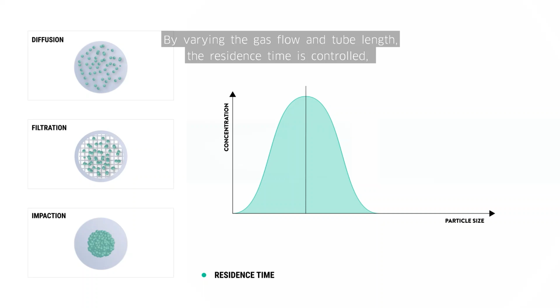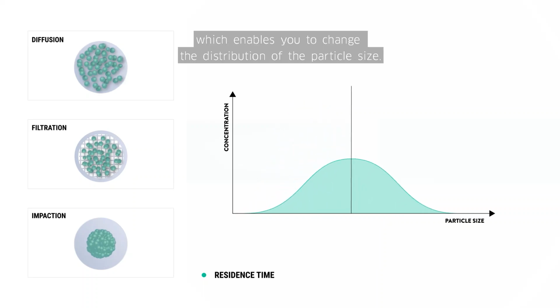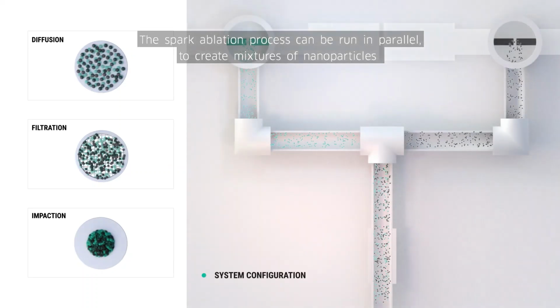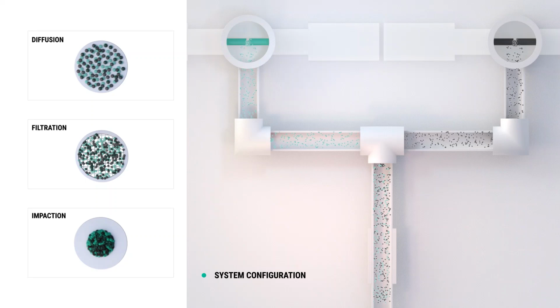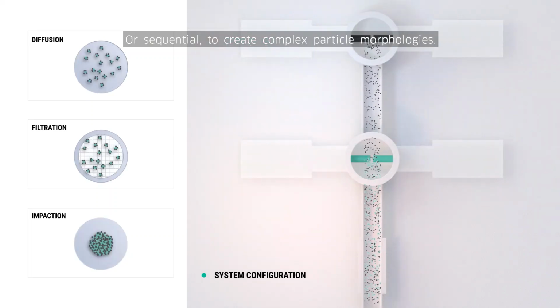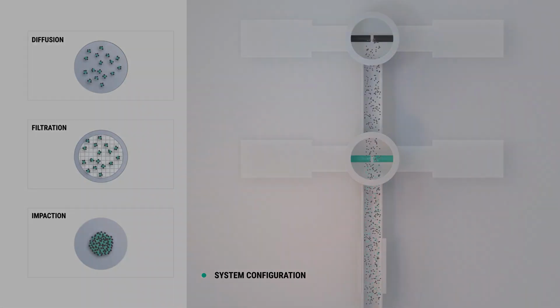By varying the gas flow and tube length, the residence time is controlled, which enables you to change the distribution of the particle size. The spark ablation process can be run in parallel to create mixtures of nanoparticles, or sequential to create complex particle morphologies.